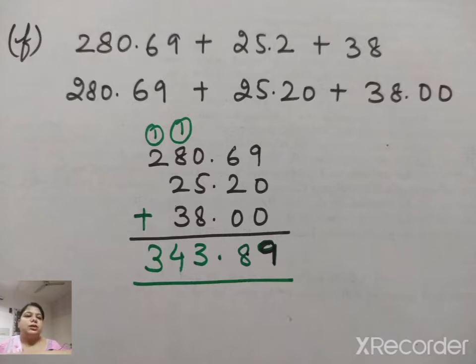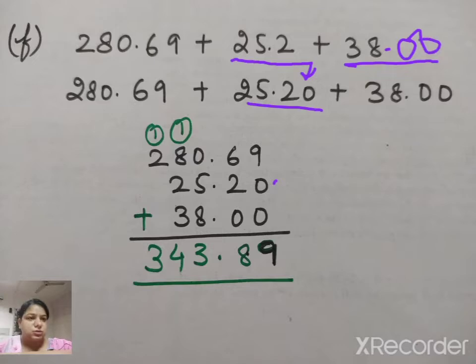Now let's discuss one more example. Again we have 280.69 plus 25.2 plus 38. So again, first of all, the maximum place after decimal is in the first number, it is till the hundredth place. So we have converted the next two numbers also till the hundredth place. So 25.2 can be written as 25.20. We can put 0. Then 38, there is no decimal in 38, as we have discussed earlier. 38 can be written as 38.00, right?